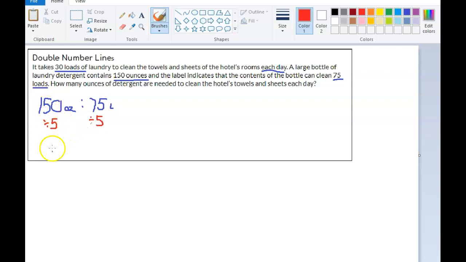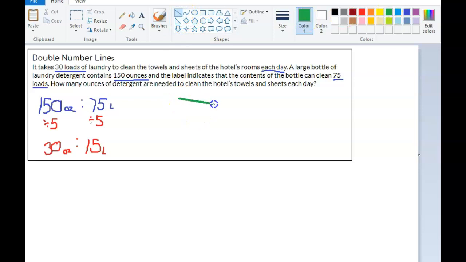So 5 goes into 150 30 times because it goes into 15 once. Okay. And 75 divided by 5 is 15. Okay. So I could probably keep going, but that's a lot smaller. Okay, so I'm going to stop there because I'm pretty sure I can get to 30 loads with this 15. So let's go ahead and get my double number lines.